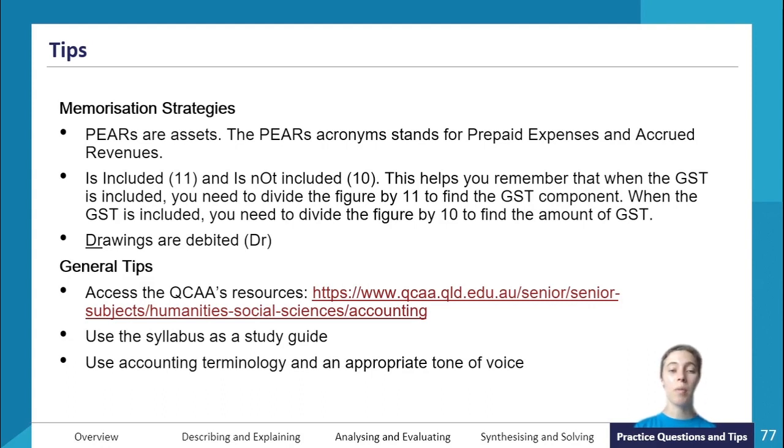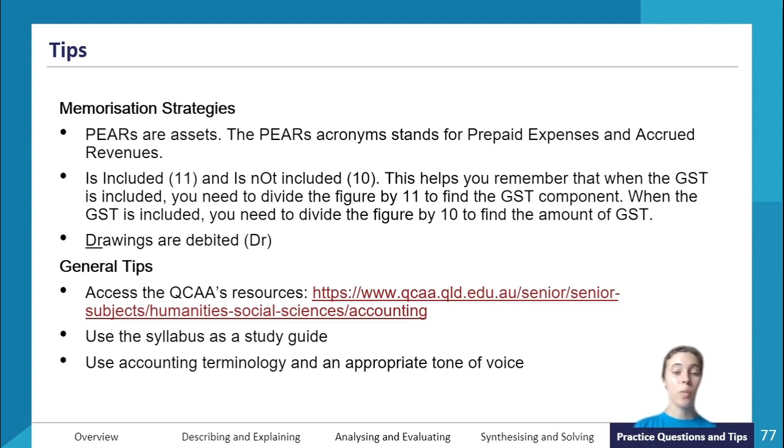I remember this by: "is included" is like the I, so it looks like 11. "Is not included", you've got the I again, but then you've got the O in "not" to make up that 10 instead. Also, to remember that drawings are debited, you've got the DR in drawings, which of course is the abbreviation for debit.